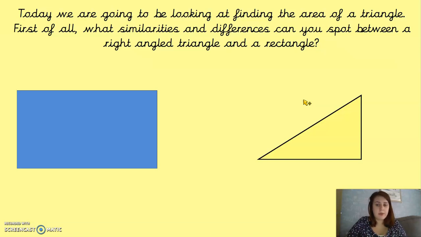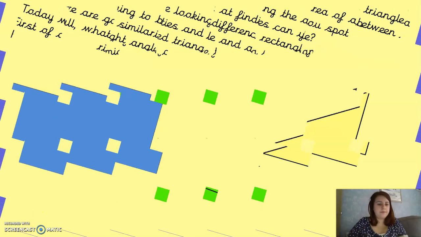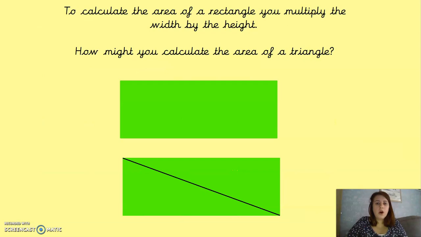Okay, super. Now you might have come up with things like they've got right angles, they've got straight sides as similarities. Differences, obviously, a triangle's only got 3 sides and a rectangle's got 4. It's not a triangle if it's got 4 sides. Okay, so what we are going to look at is finding the area of a triangle.